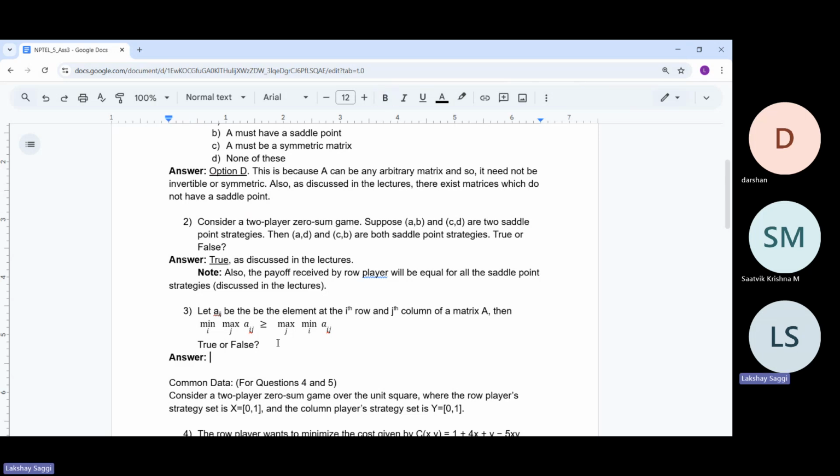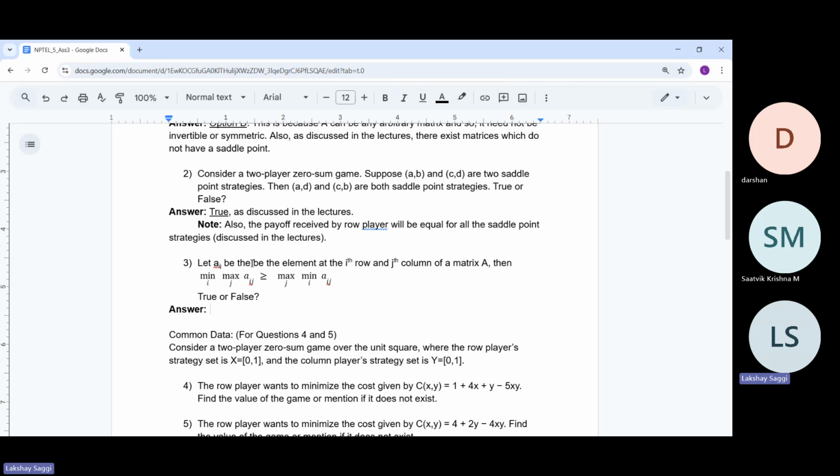The third question is again a bit out of the lectures. Let Aij be the element at the ith row and jth column of a matrix A. So Aij is just the (i, j)th entry of the matrix A. Then the minimum over all possible i's of the maximum over all possible j's of Aij is greater than or equal to... So what does the left hand side say? Satvik is saying in the chat that the answer is true. And this has also been discussed in the lectures that the answer is true.